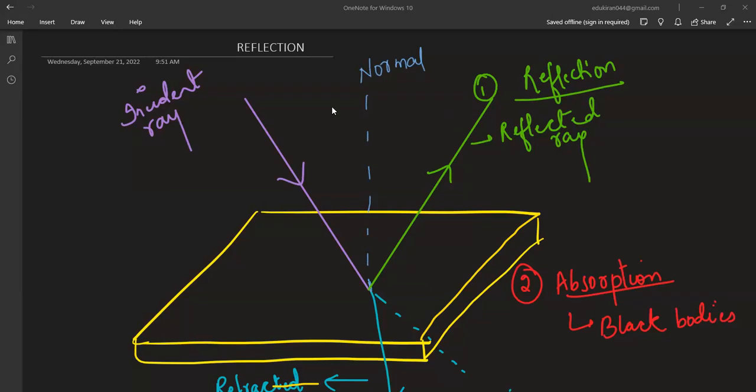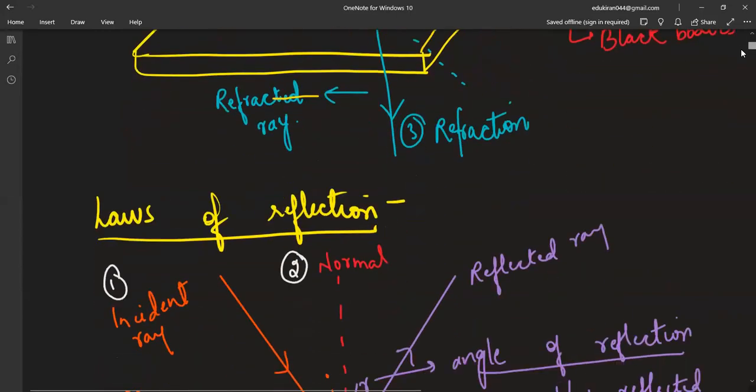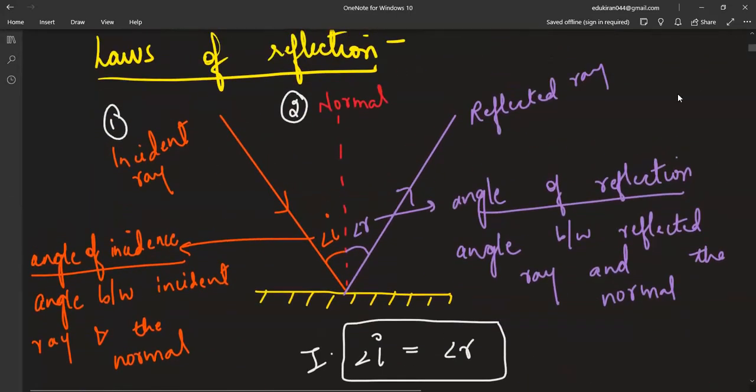All right. In the last class, we started with ray optics. These were the basic phenomena which we discussed. More than this, the important part which we had discussed were the laws of reflection. The first law of reflection says that angle of incidence is equal to angle of reflection. So what was angle of incidence? Angle of incidence is basically the angle between the incident ray. And what is the incident ray? The incident ray is the ray of light which strikes the surface first. So this is the incident ray.